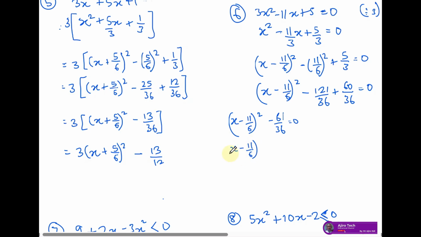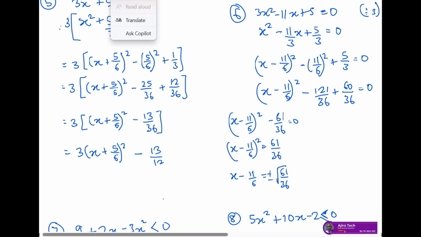equal to 0. x minus 11 over 6 squared equal to 61 over 36. So if I take the square root on both sides, I have x minus 11 over 6 here. I have the square root of 61 over 36. Don't forget plus or minus. Now, because 36 has a root, I will put the root of 36 as 6. So I should be having root 61 over 6.